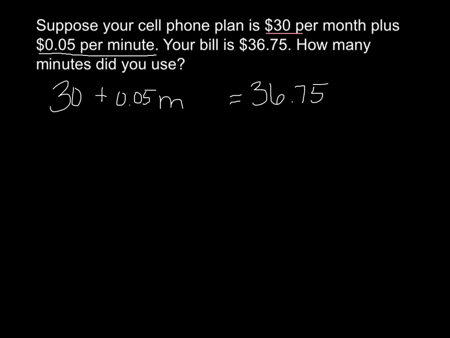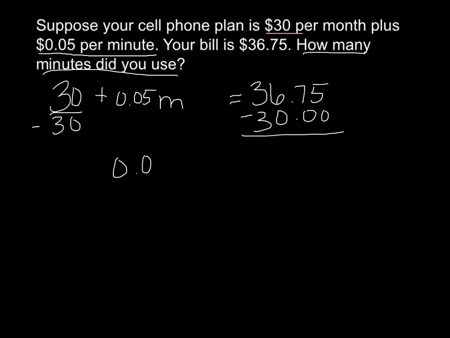Okay, so now that we got our equation down, we need to solve how many minutes did we use. First, I'm going to get rid of this positive 30 here. Okay, you look at what sign is in front of it. Right now there's nothing, so we automatically know that's going to be a positive. So I'm going to subtract 30 from each side. Remember to line up those decimal points. Okay, so I'm left with 0.05m on that side of the equal sign. I'm left with 6.70, oops, that's not 7, $6.75 on the right side.